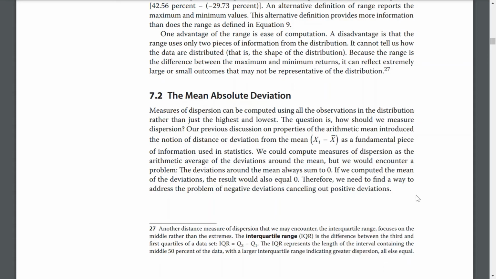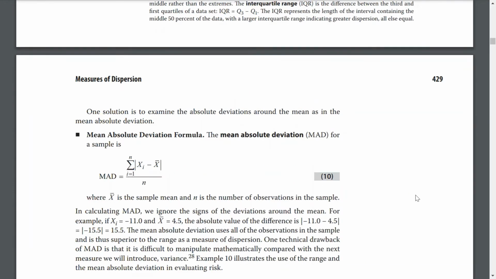The deviation around the mean always sums to 0. If we computed the mean of the deviation, the result would be equal to 0. Therefore, we need to find a way to address the problem of negative deviation canceling out the positive deviation. One solution is to examine the absolute deviation around the mean, as in the mean absolute deviation.